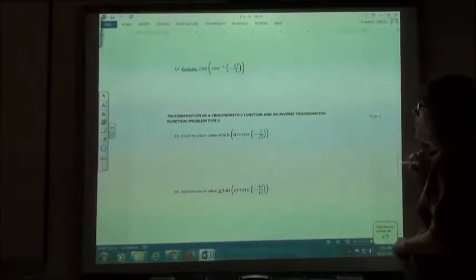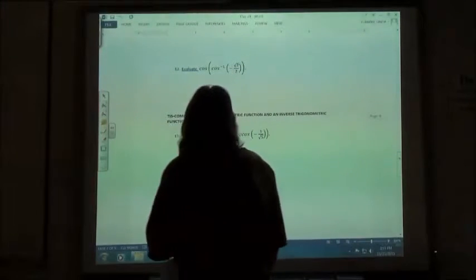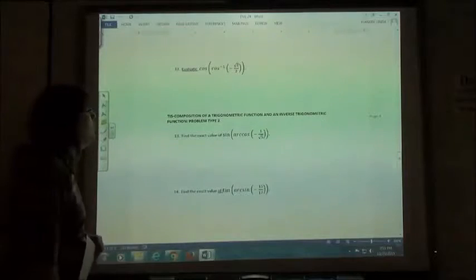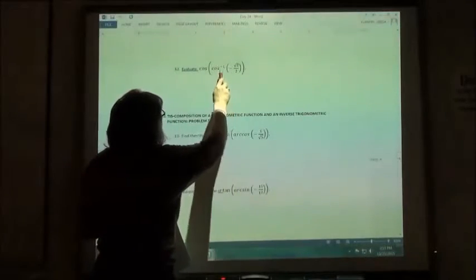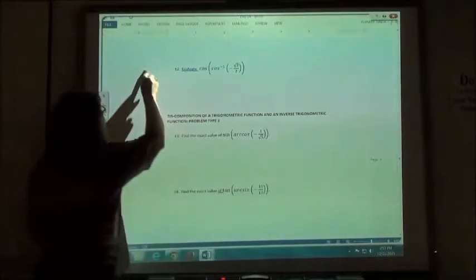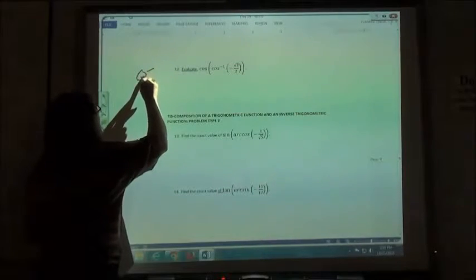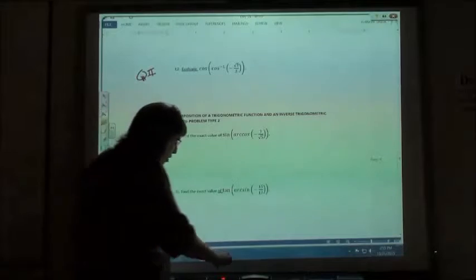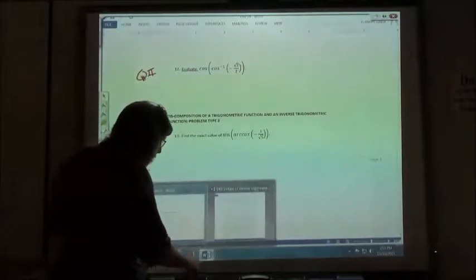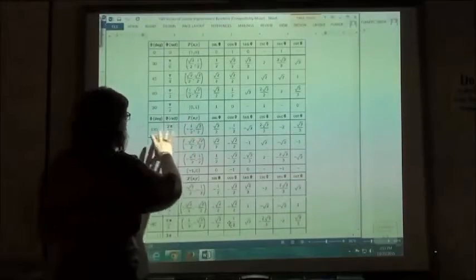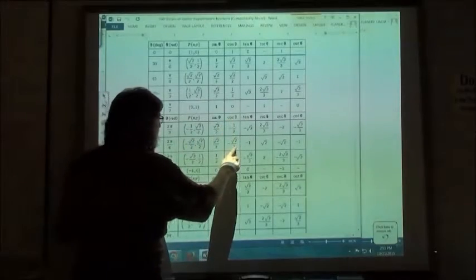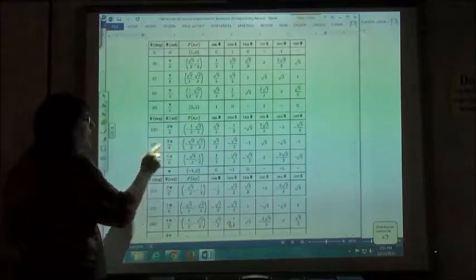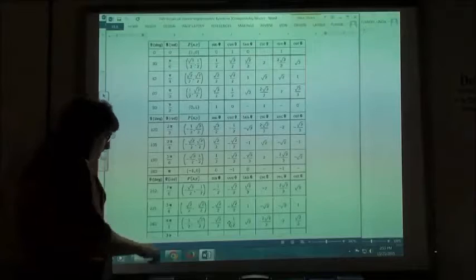The third one, we're doing the inverse cosine of negative square root of 2 over 2. My cosine is negative in quadrant 2. And so on my paper, I'm looking for negative square root of 2 over 2 in quadrant 2. Quadrant 2, cosine negative square root of 2 over 2 would be at 3 pi over 4.